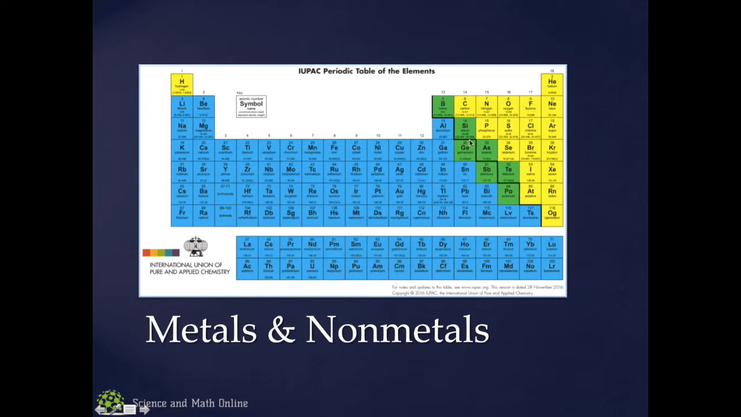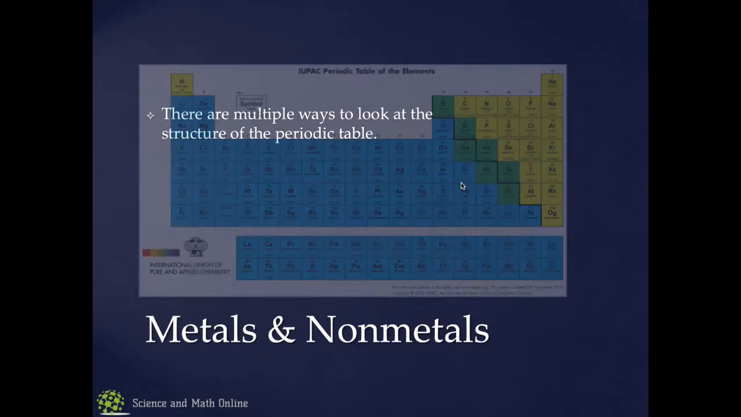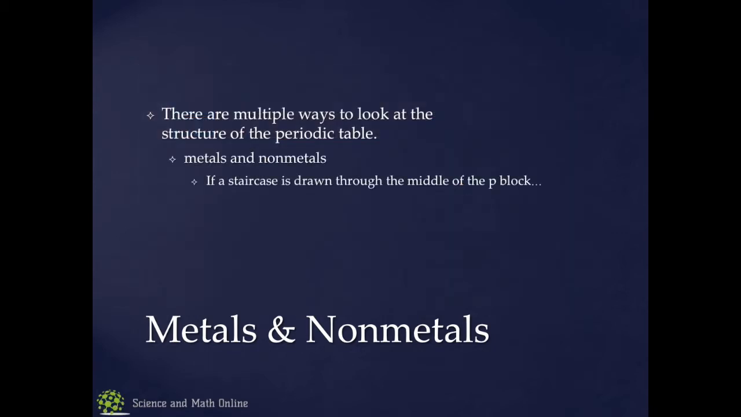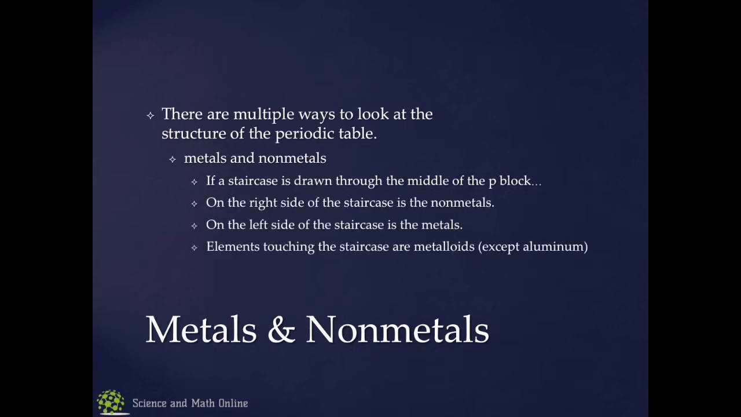And then these guys touching the staircase, with the exception of aluminum, and then even astatine and tennessine, these things which are touching the staircase are called metalloids or semi-metals. They are, as would be implied, the transition between metals and non-metals, and they have properties in between. So just writing that out in words for you: if we draw a staircase, on the right side is the non-metals, on the left side is the metals, and touching the staircase are the metalloids, with the exception of aluminum.